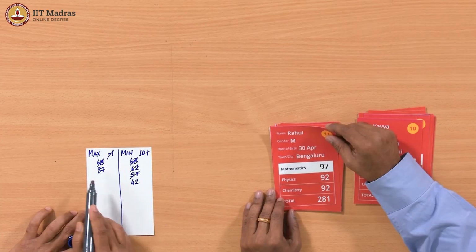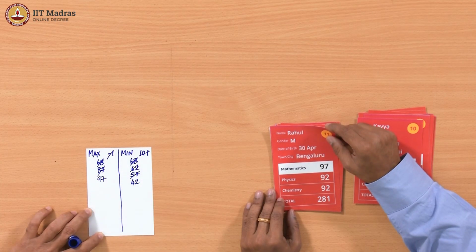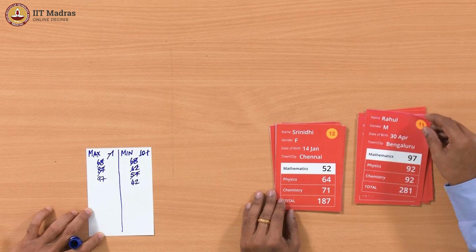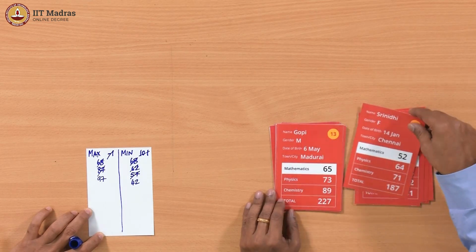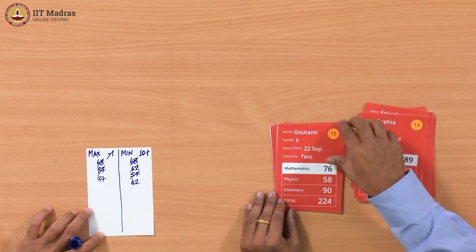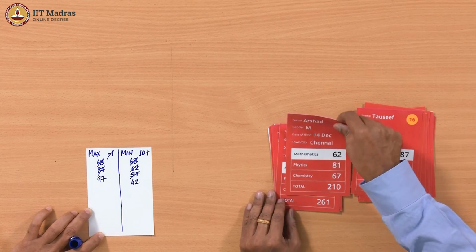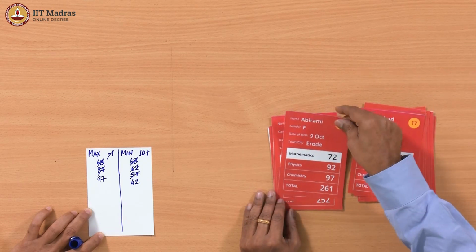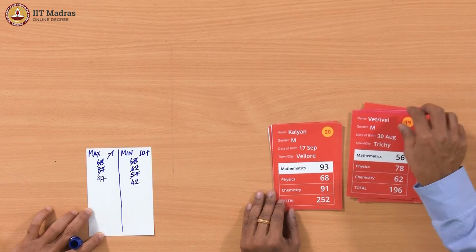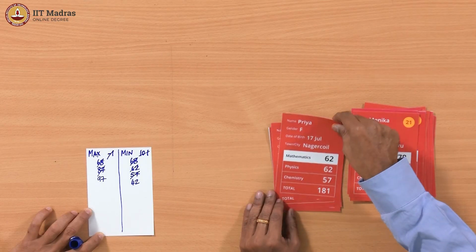97. So now 97 is bigger than the max, so it changes the max. So you are dynamically finding the range, looks like? Yeah, we are getting the range. 52 is in between. 65. In between. 89 is in between. 76, in between. 87, in between. 62, in between. 72, in between. 56, in between. 93, still in between. 78, in between. 62, in between.